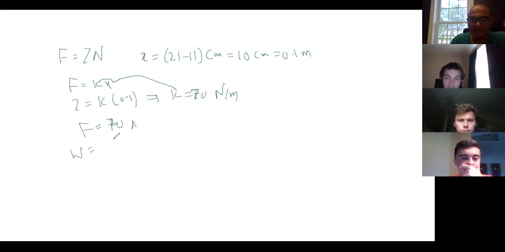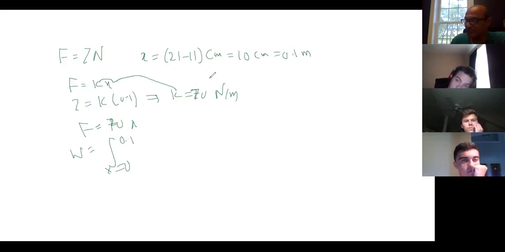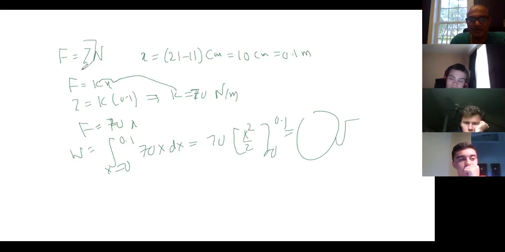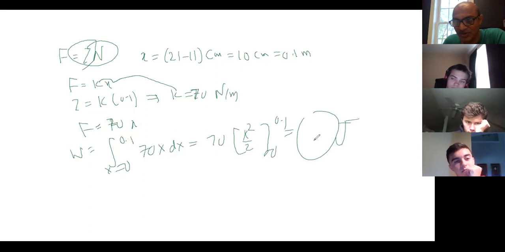So naturally my work done is equal to the integration from x equal to 0 to 0.1, because you're stretching the spring in terms of meters, of F(x), which is nothing but 70x dx. That means 70 times x squared by 2, integrated from 0 to 0.1. Whatever you get is the answer in terms of joules, because the force is given in newtons. Joule is nothing but newton meter. You know it. Easy?